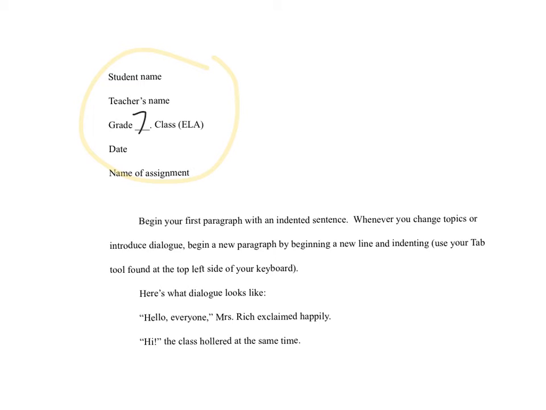The date, please don't write it numerically. What I mean by that is you would write it out, December 2nd, 2020. So do not use the numerical version. And then the name of the assignment. For the piece that we just handed in, it would have been called narrative.